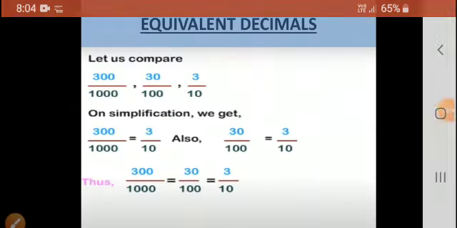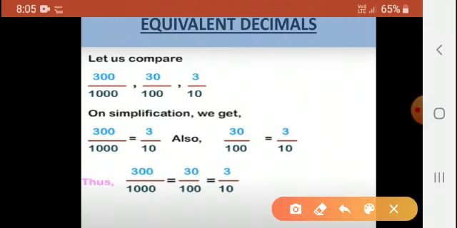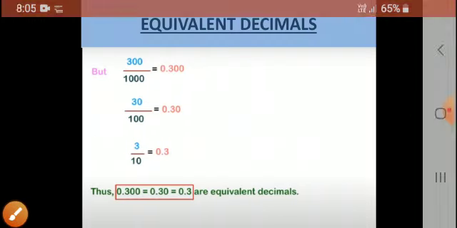Equivalent fractions. Let us compare 300 upon 1000, 30 upon 100 and 3 upon 10. On simplification, or when these fractions are reduced to their lowest terms, 300 upon 1000 will become 3 upon 10, 30 upon 100 will become 3 upon 10, and 3 upon 10 is already in its lowest form. So 300 upon 1000 is equal to 30 upon 100, which is equal to 3 upon 10.